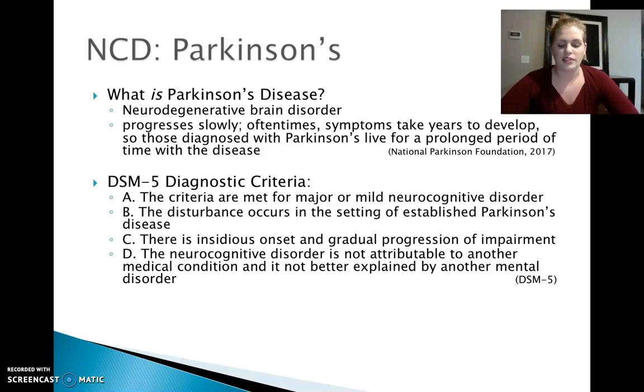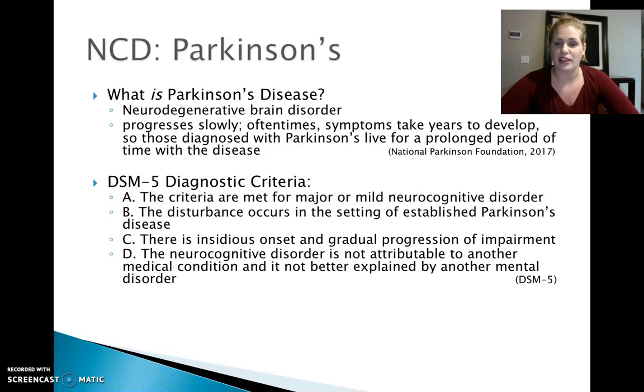So, neurocognitive disorder with a focus on Parkinson's disease. What is Parkinson's disease exactly? The National Parkinson Foundation provides a very concise definition. Parkinson's disease is a neurodegenerative brain disorder that progresses slowly in most people. Most people's symptoms take years to develop, and they live for years with the disease.